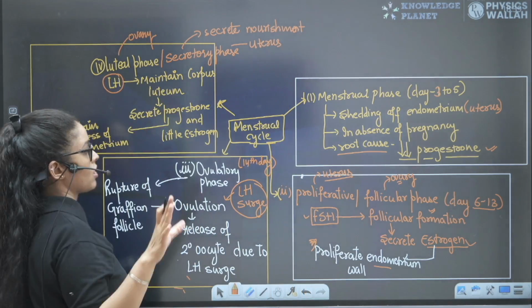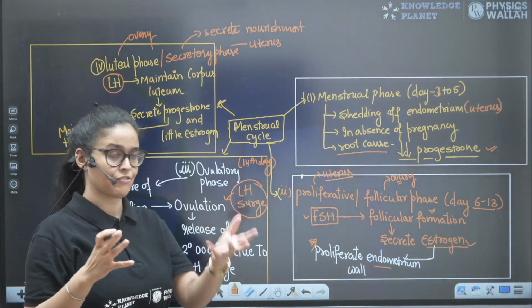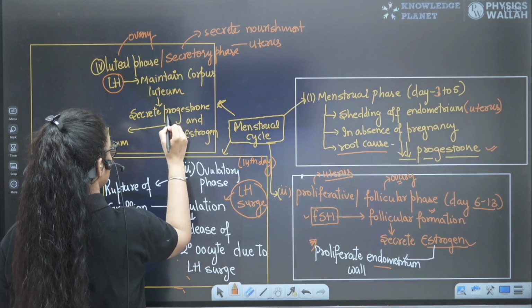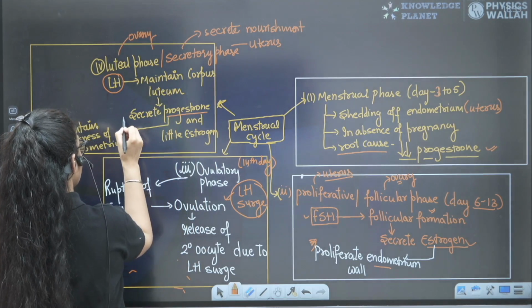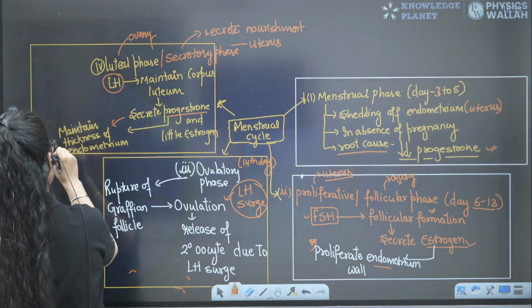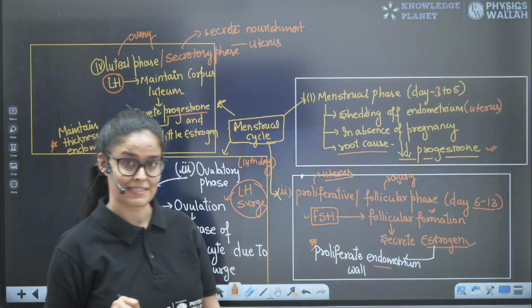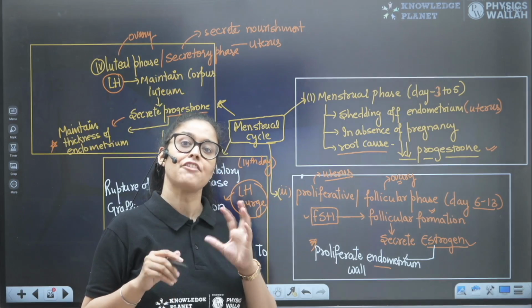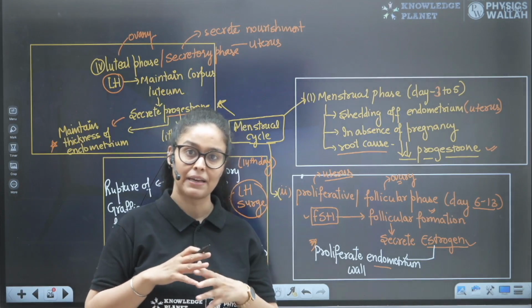And you know what is corpus luteum? Degenerated Graafian follicle. So LH maintains the corpus luteum. Corpus luteum secretes a huge amount of progesterone, and this progesterone is important to maintain the thickness of the endometrium for pregnancy. So this corpus luteum will remain if there is pregnancy, it will remain till the 14th day.